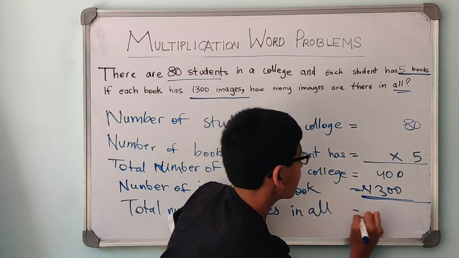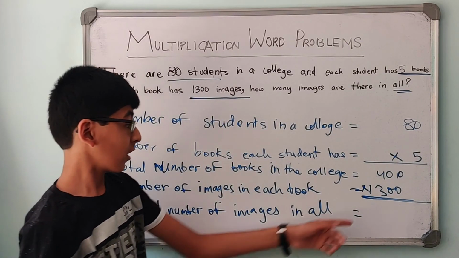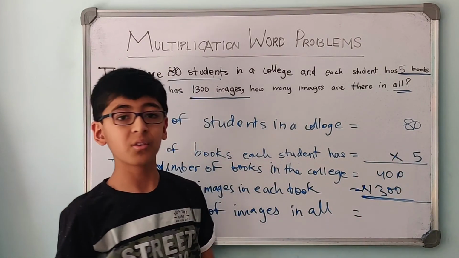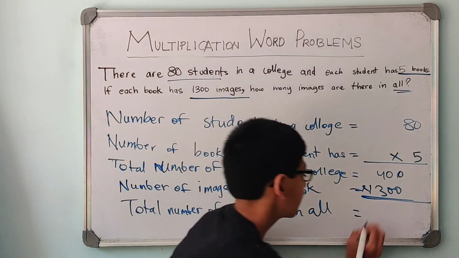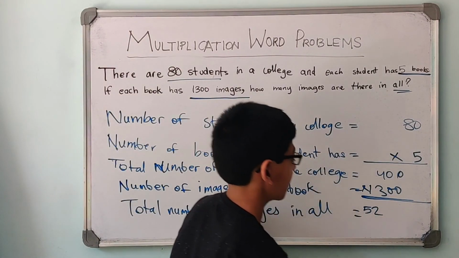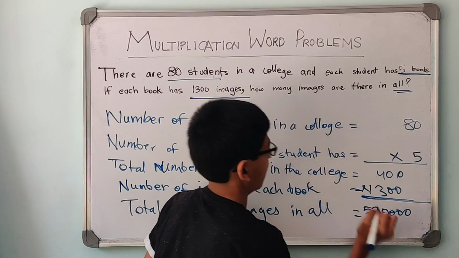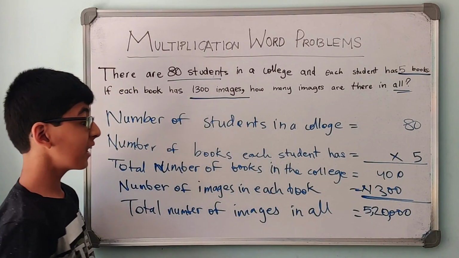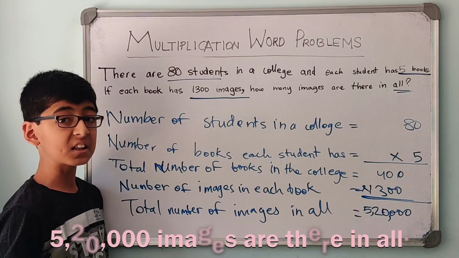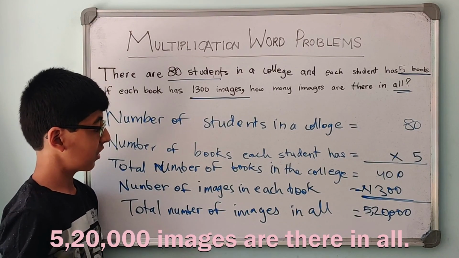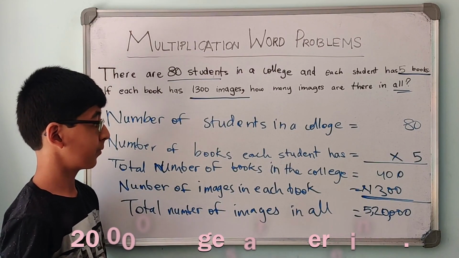So the total number of images in all, 13 into 4. Forget the zeros. So 13 into 4 is 52. Now we missed out 4 zeros, we will write the 4 zeros. So now like this we get 5,20,000 images in all.